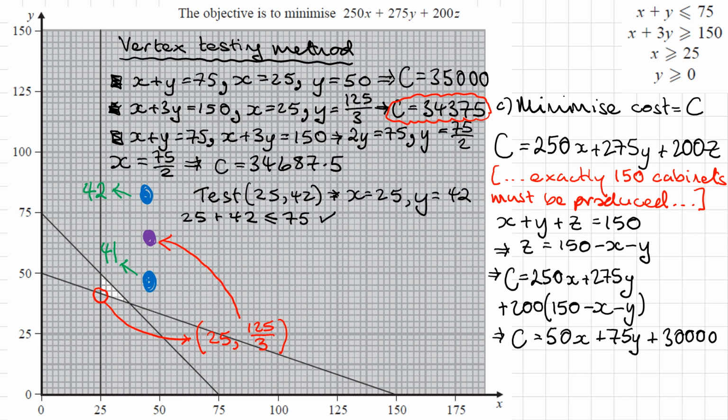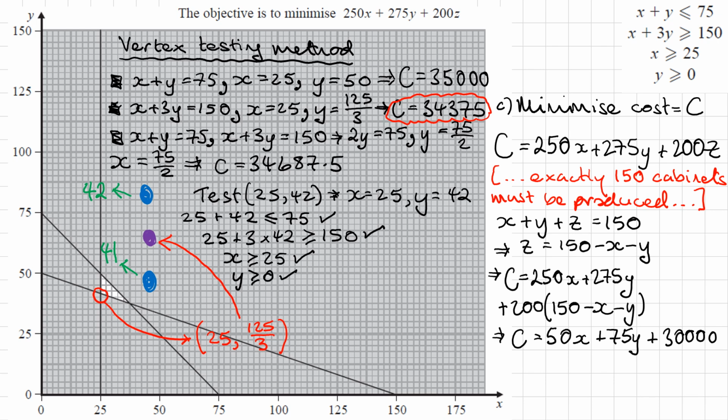Let's go on to the next one. So 25 plus 3 times 42, is that greater than or equal to 150? So let's work that out. 25 plus 3 times 42, that's 151. Yeah, so it meets that constraint. Is x greater than or equal to 25? Well, it's equal to 25, so it meets that constraint. And yes, y is greater than or equal to 0.